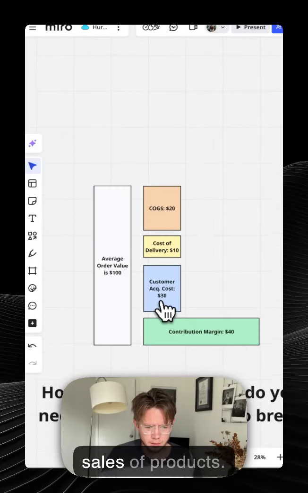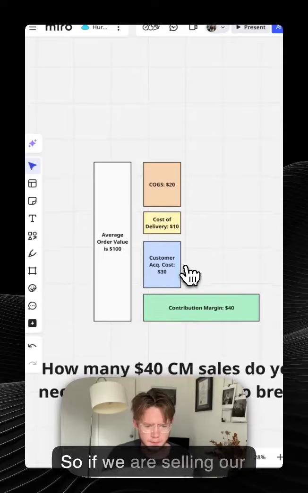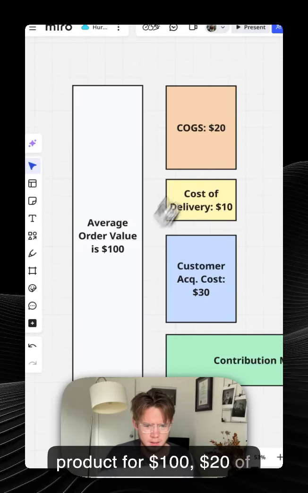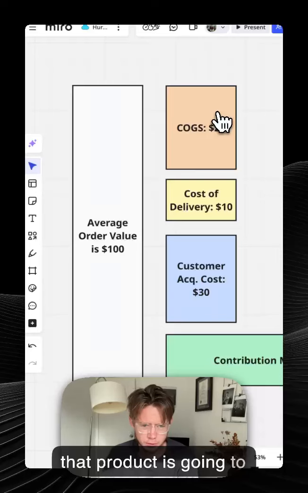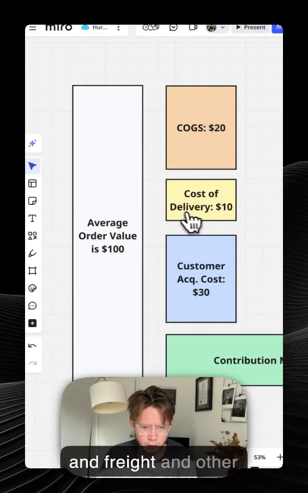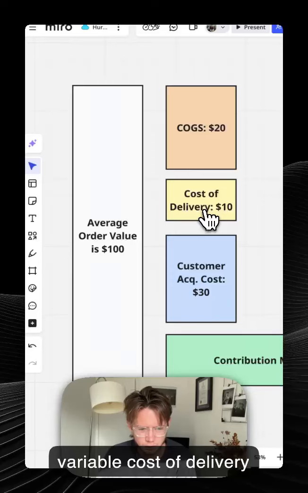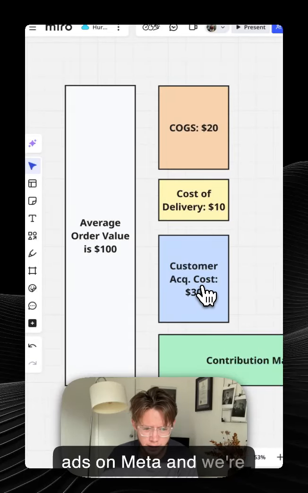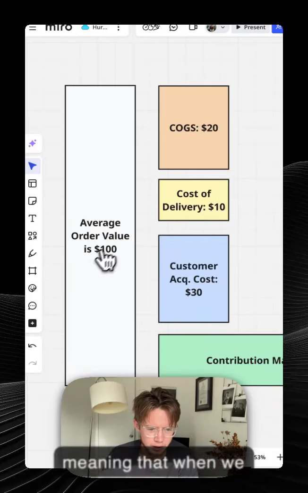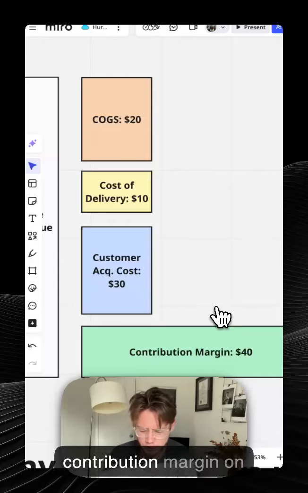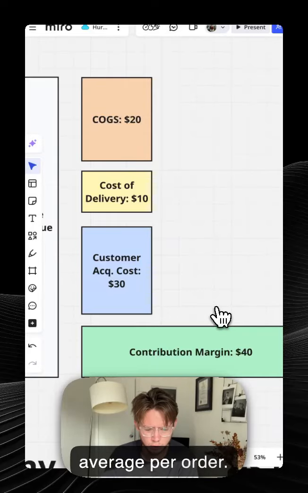Then we need to make sales of products. So if we are selling our product for $100, $20 of that product is going to the cost of goods, $10 is involved in the shipping and freight and other variable costs of delivery to get the product to the customer. And then we are buying ads on Meta and we're acquiring those customers at $30 each, meaning that when we sell these $100 units, we are getting $40 of contribution margin on average per order.